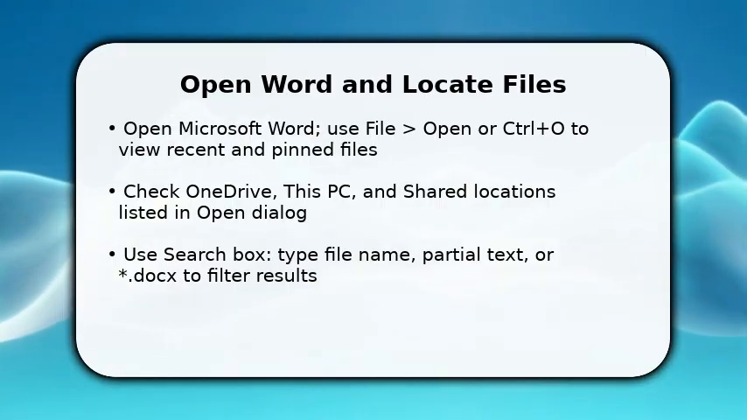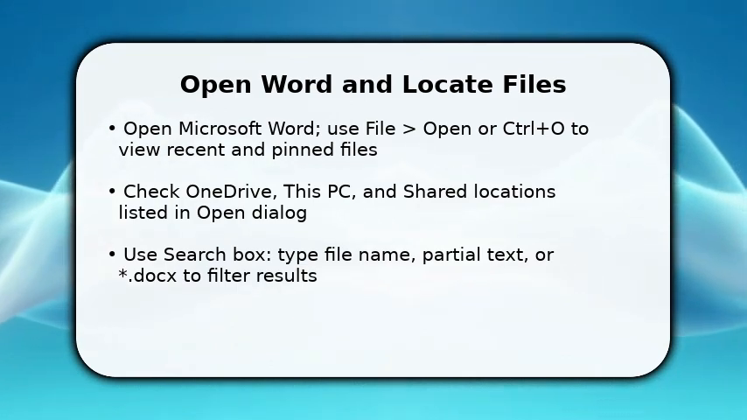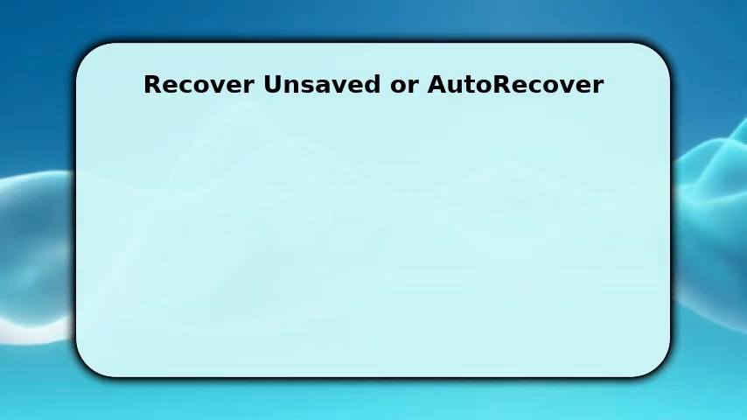If the document is missing or you closed without saving, go to File Info Manage Document and choose Recover Unsaved Documents. That opens the temporary AutoRecover folder. Once done, you may need to inspect %localappdata%\Microsoft\Office\UnsavedFiles to find the exact file. Open the candidate, verify content, then immediately save it to a stable location.